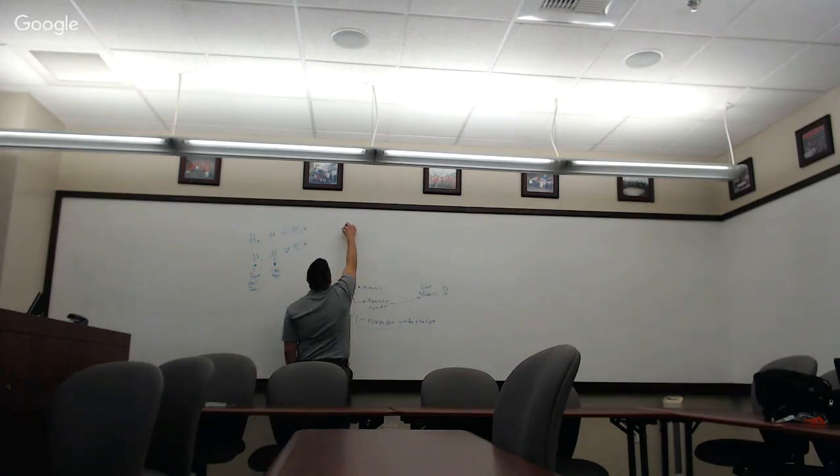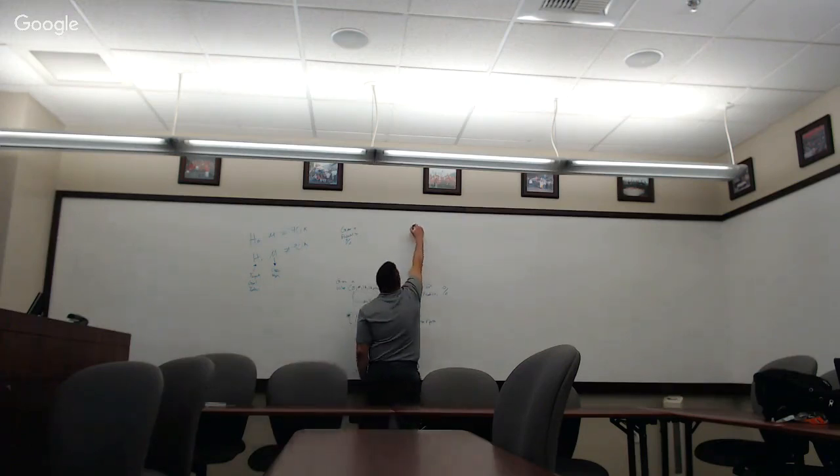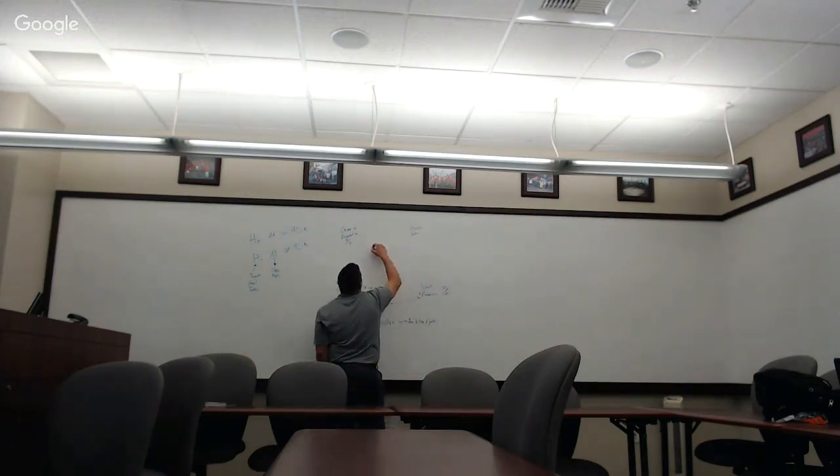If we're given a probability, and then we want a value, we're going to use norm.s.inverse or norm.inverse.